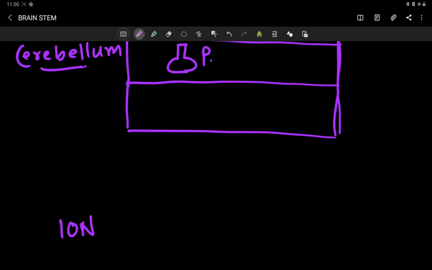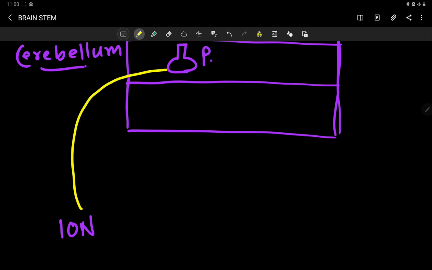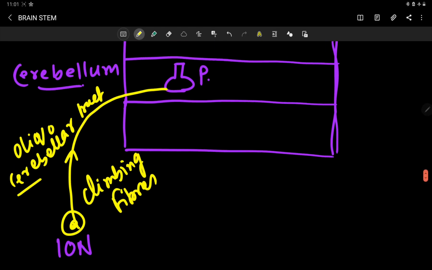Your inferior olivary nucleus is sending the olivocerebellar tract, which is also called climbing fibers. So the inferior olivary nucleus is sending climbing fibers, or the olivocerebellar tract, to the Purkinje cell directly.